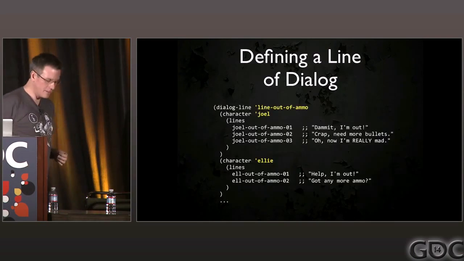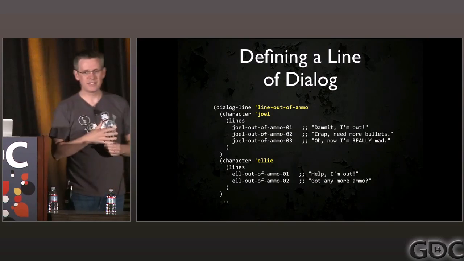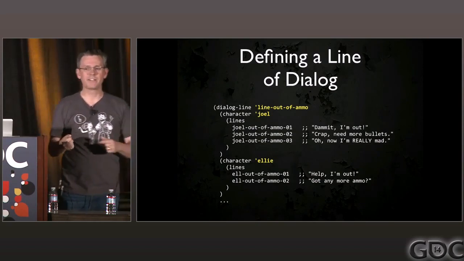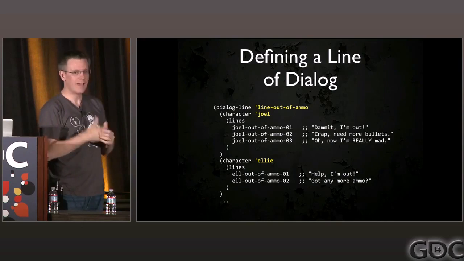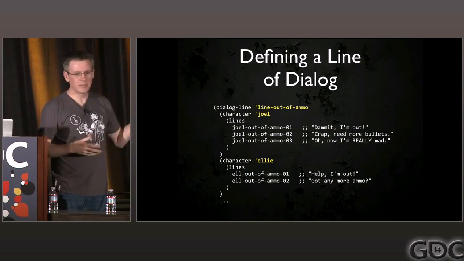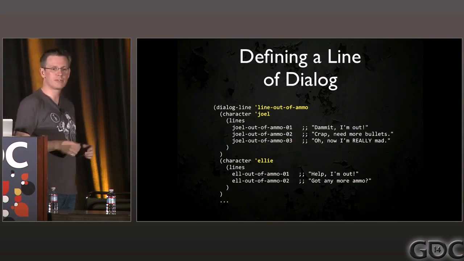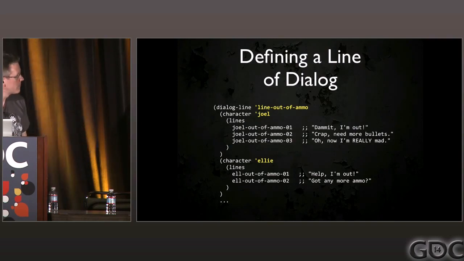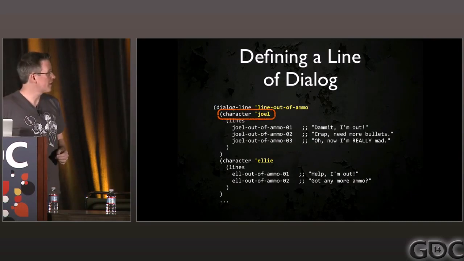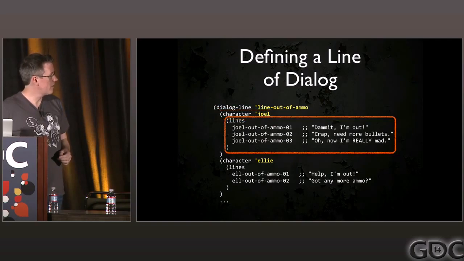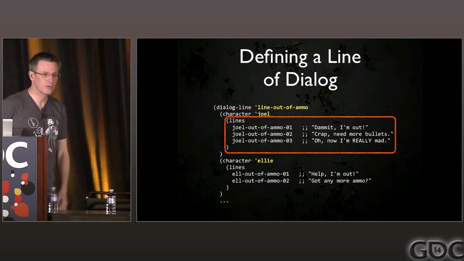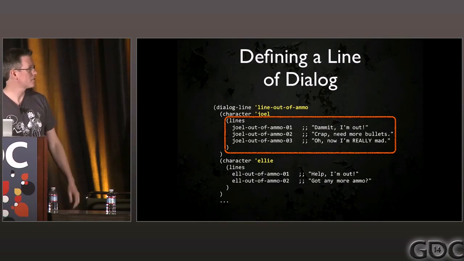So here's how we actually define things. I'll show a little bit of syntax. Obviously, our specific syntax doesn't matter, but it should give you an idea of the flavor of how we define things. This is just a simple text file that gets read by the engine. It can be loaded, reloaded at runtime, so rapid iteration is possible, and so on. So here we're defining a line of dialogue, line out of ammo. And we can specify different sets of lines for different characters. And then here are the physical lines, and these would be the names of the actual audio files that are getting played, the audio streams.